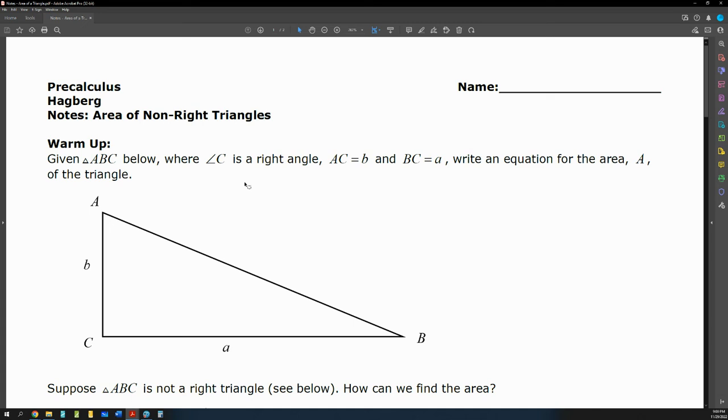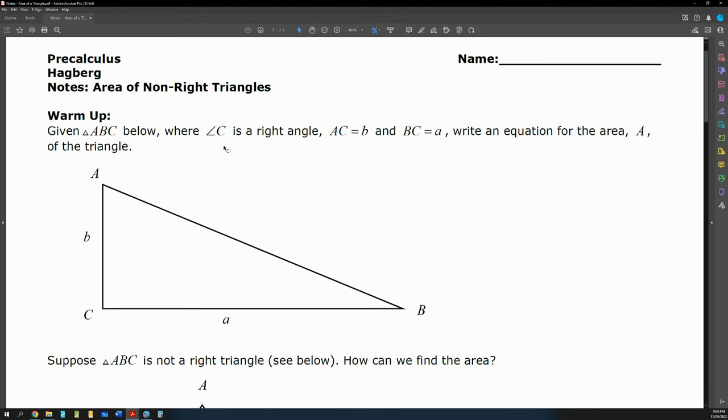Hi everyone. Today we're going to be completing some quick notes on the area of non-right triangles. Let's start with the right triangle. So given triangle ABC below, where angle C is a right angle, and side length AC measures b units, and BC measures a units, let's write an equation for the area A of the triangle.